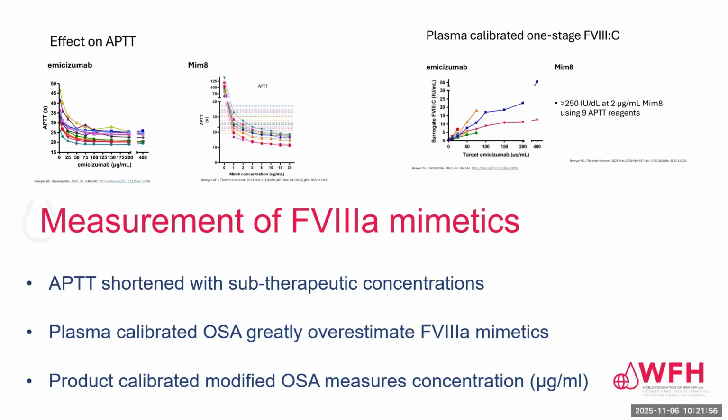And what that means is a plasma calibrated one-stage factor VIII assay will recover very, very high levels of factor VIII in the presence of factor VIII mimetics. And you can see from the little graph at the top right-hand side, these are results in units per mil for factor VIII. And you can see results of 5, 10, 15, so 500 units per deciliter, 1,000 units per deciliter. So very, very high numbers.